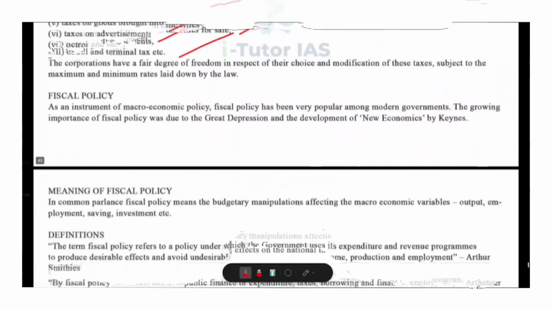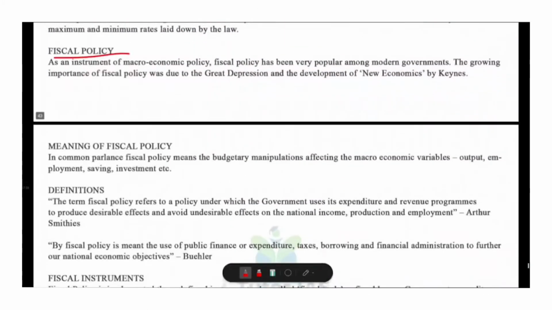Now fiscal policy. Okay, what is called a fiscal policy? Fiscal policy simply means how the government uses its money, that is how it collects money, that is taxes, and how it spends money, that is expenditure, to control the economy. So fiscal policy is government's taxation plus government's spending.